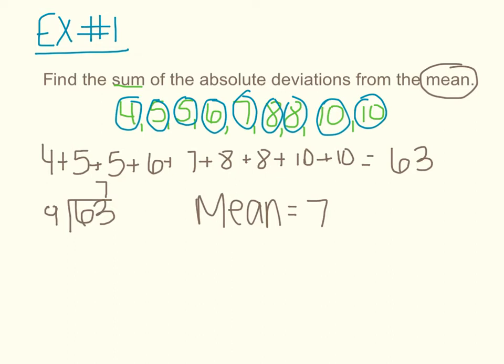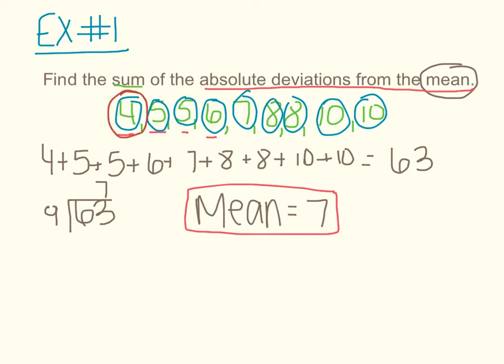Now what we have to do is find the absolute deviations from the mean. So we know the mean is 7. All we do is we take every single one of our numbers, and if it's smaller than 7, we subtract it from 7. And if it's bigger than 7, we take that number and subtract 7. So for example, I'm going to start with the number 4, the first one. I take my mean, which is 7, so I just do 7 minus 4, which is 3.